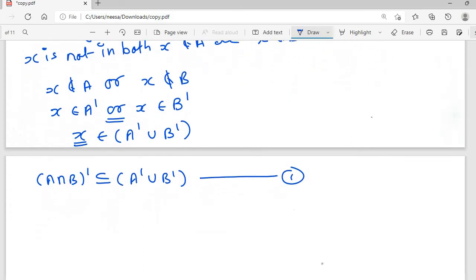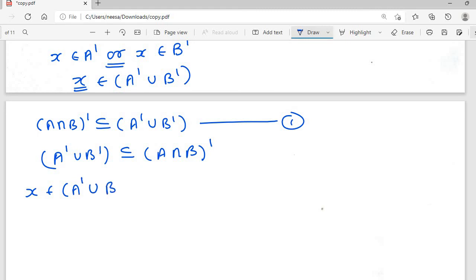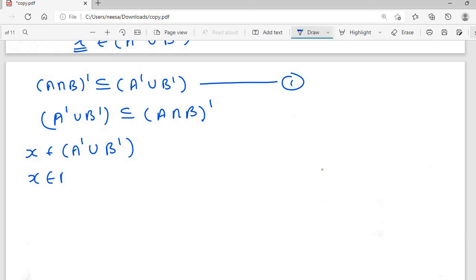Now we have to prove the statement number 2, which is just the opposite. What we have to prove? That A complement union B complement is the subset of (A intersection B) whole complement. Okay, we can go completely reverse, or we can do it in the same way. So let's take X is an element which is belonging to A complement union B complement. This means X will belong to A complement or X will belong to B complement.